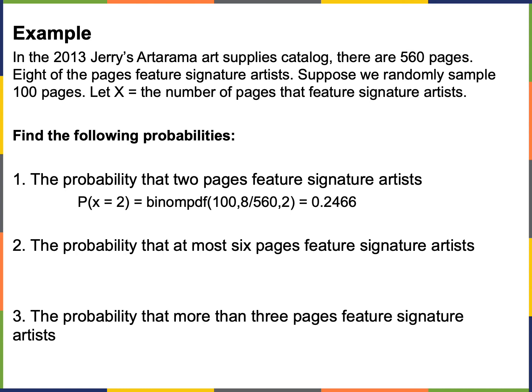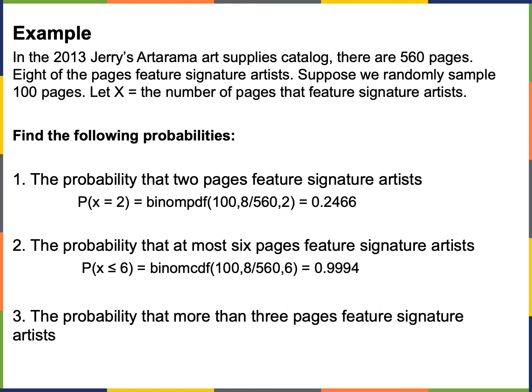The probability that at most 6 pages feature signature artists. Now remember, the word at most means that 6 is the most possible, but it can be anything below that, okay? So it would be the probability that X is less than or equal to 6. And again, you would use a different function, right? This is PDF for when it's just equal to. This is now CDF, cumulative, right? Everything up to and including 6.